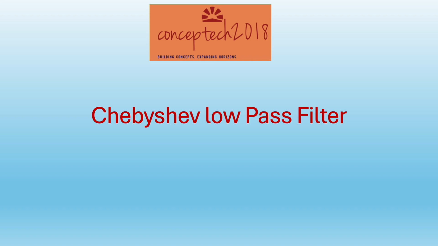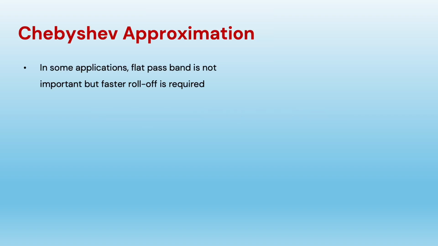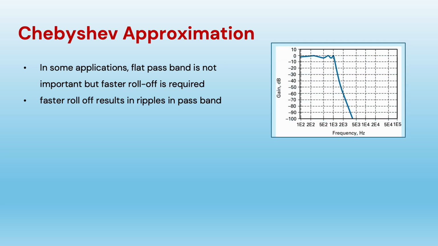This assignment is on Chebyshev low pass filter. Butterworth's passband response is flat, but in some applications more important is the faster roll off, and so we go for Chebyshev approximation where the roll off is very fast. This fast roll off results in ripples in the passband. The response is for a 6th order filter with cutoff frequency of 1 kHz and A max of 2.5 dB.